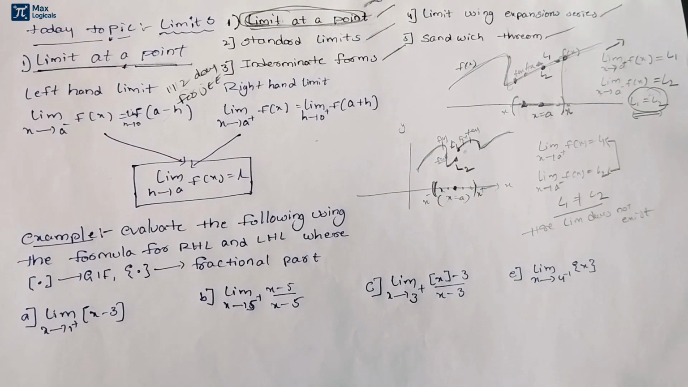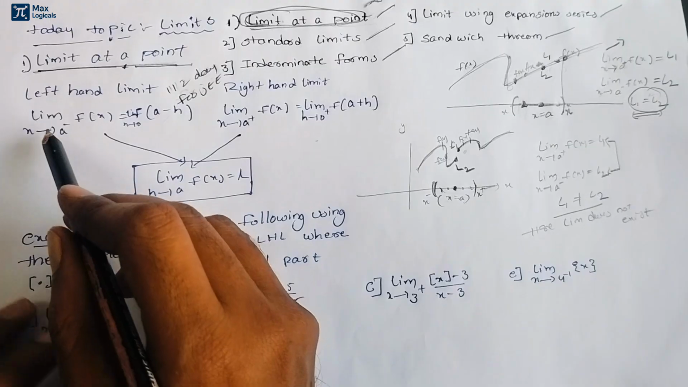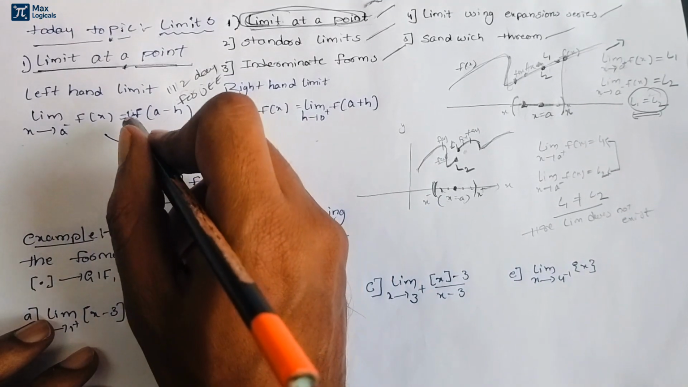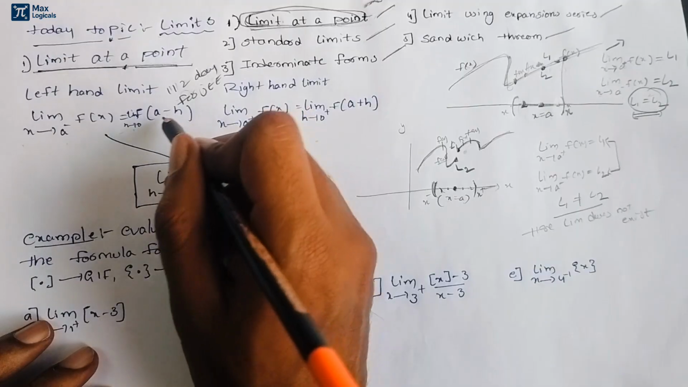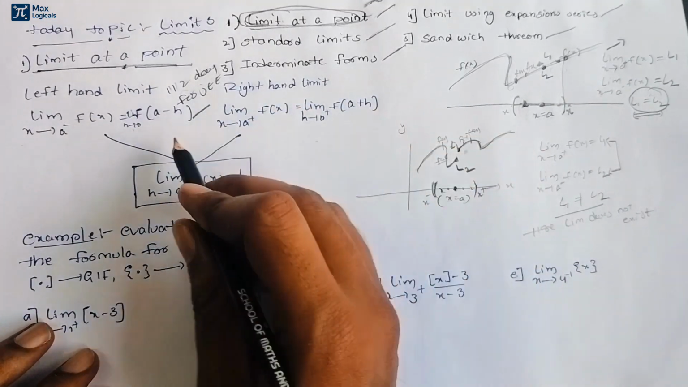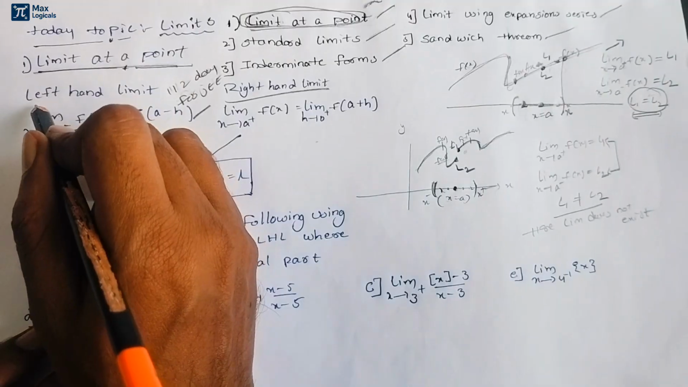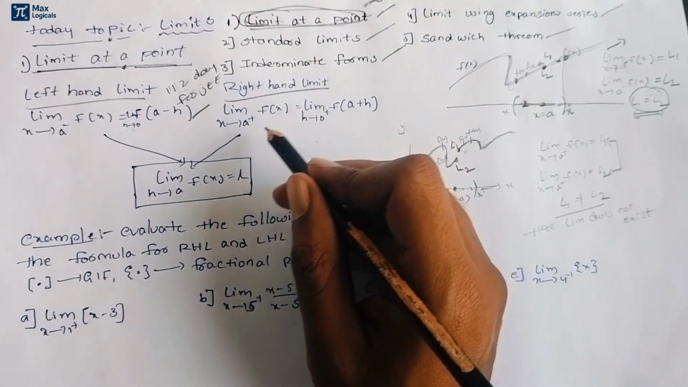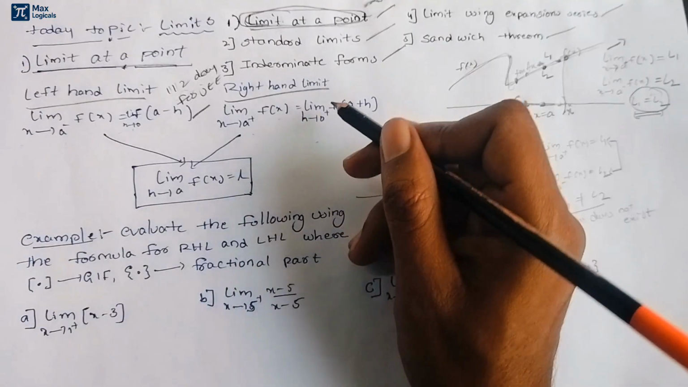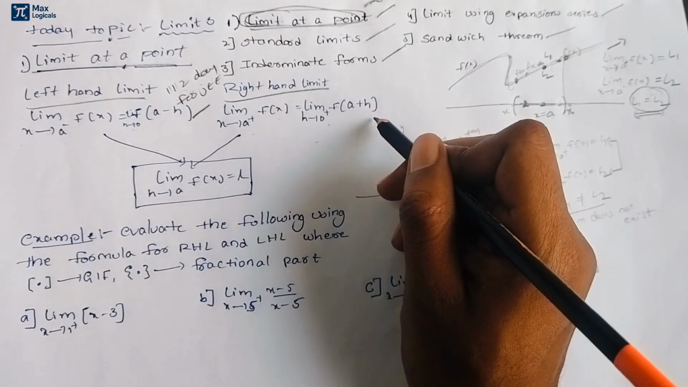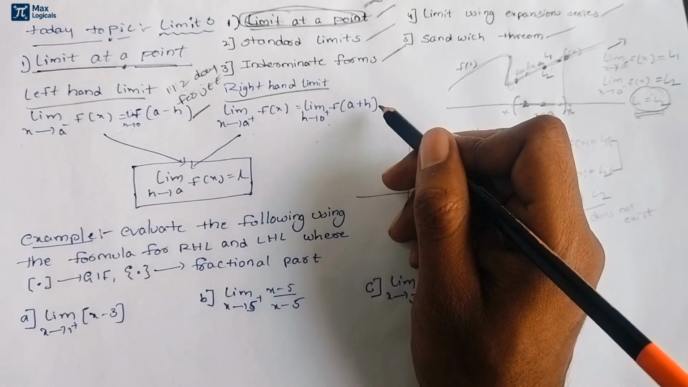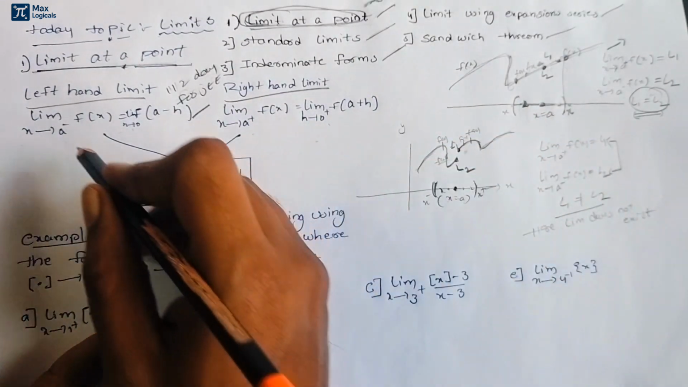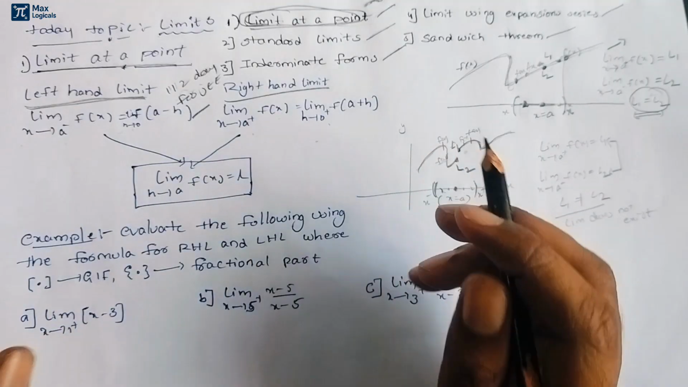Definition: we have the left hand limit, limit as x extends to a minus of f of x, equal to limit as h extends to 0 of f of a minus h. The right hand limit, limit as x extends to a plus of f of x, equal to limit as h extends to 0 of f of a plus h. These are the formulas for finding the limits.